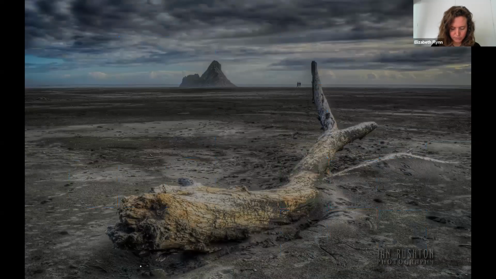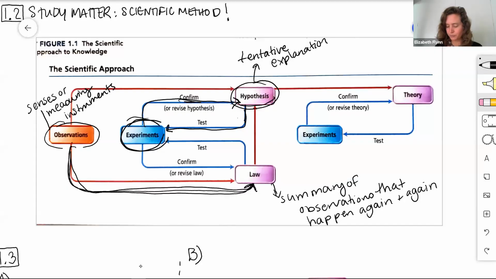And properties. So after we've classified matter, then we can start to think about the properties of that matter and then the changes that it undergoes. So we'll do that. All right.